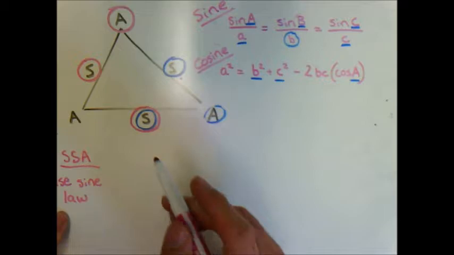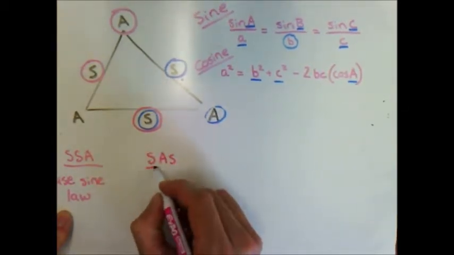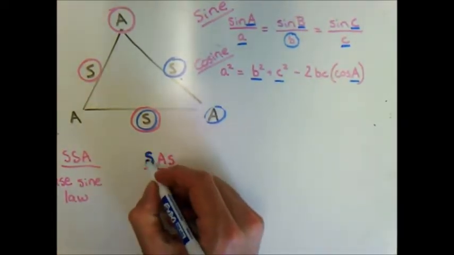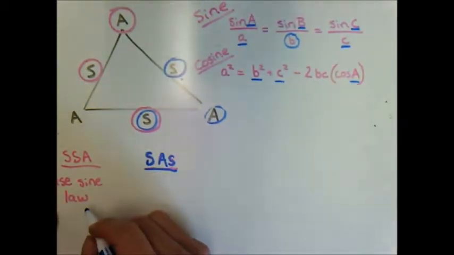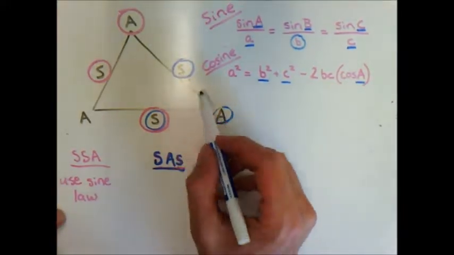Good? What about if you had SAS? And that is done in blue on my triangle. What does that say? Use sine law over here for SSA. Yep. What about if we have SAS?